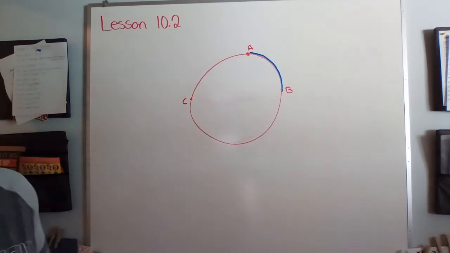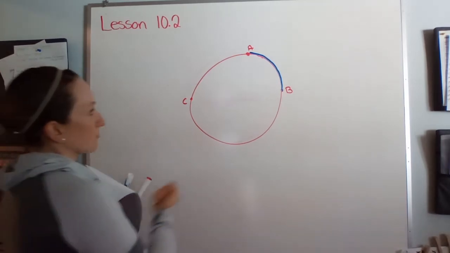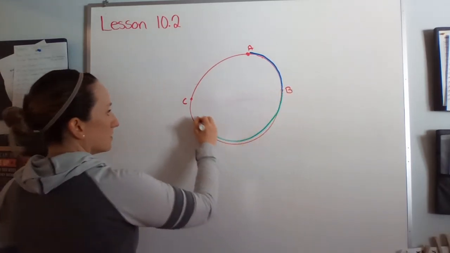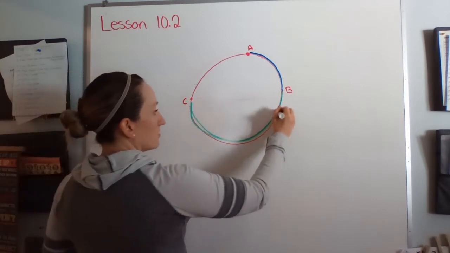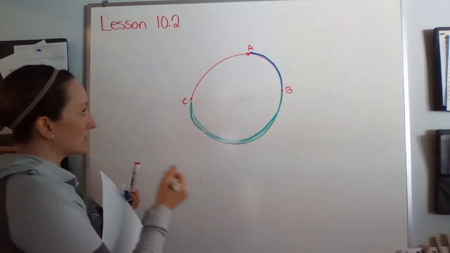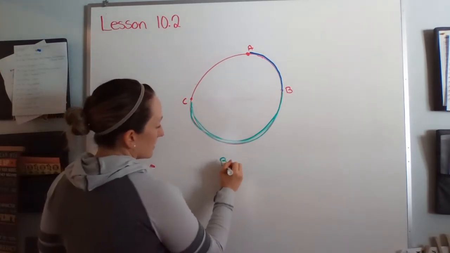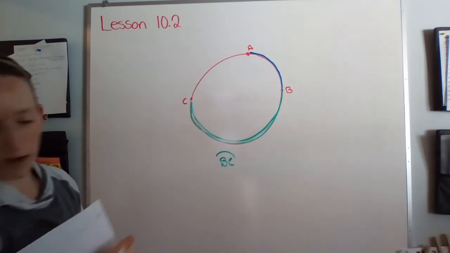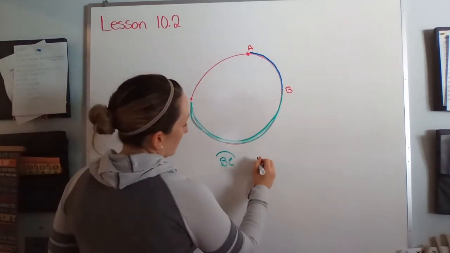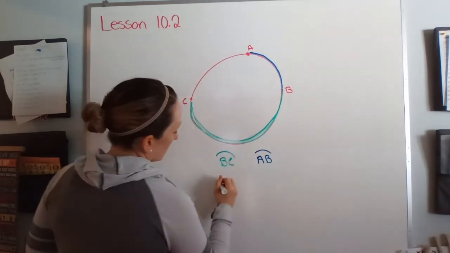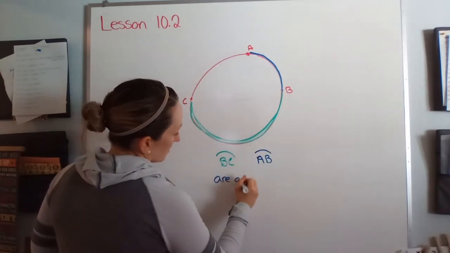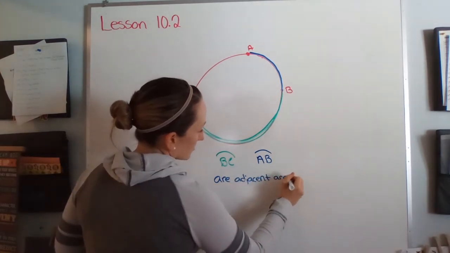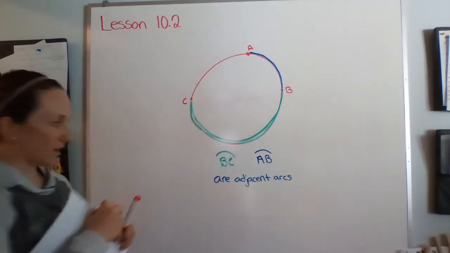I could have said AC as well, but I just want to match my notes. So arc BC right here, if I can trace a little better. Those two arcs are next to each other. They're adjacent arcs. So arc BC and arc AB are adjacent arcs. They're next to each other. Okay.